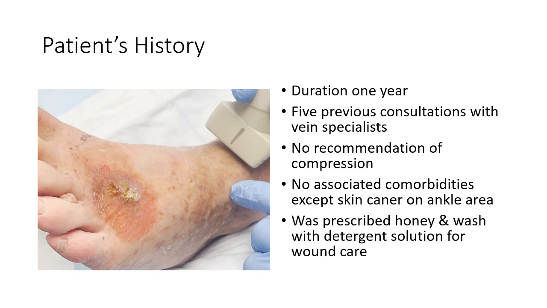The history in this patient is an ulcer duration of 1 year. 5 previous consultations with doctors, purportedly vein specialists, no recommendation of compression, no associated comorbidities except skin cancer on the ankle area. He takes only medication for mild hypertension. He was told to wash the wound with a mild detergent solution, and he was using honey on the wound, but no compression.